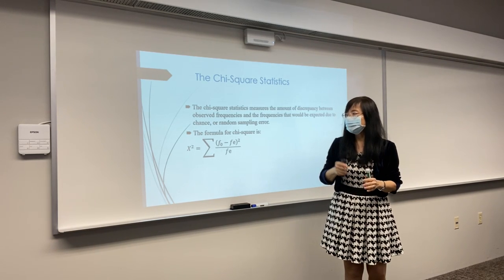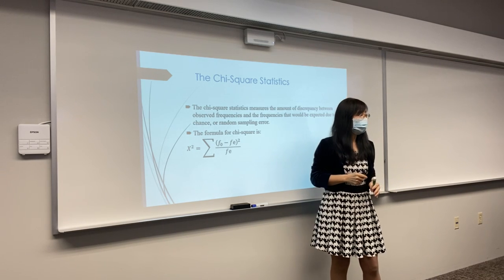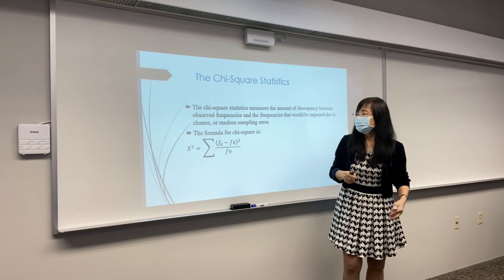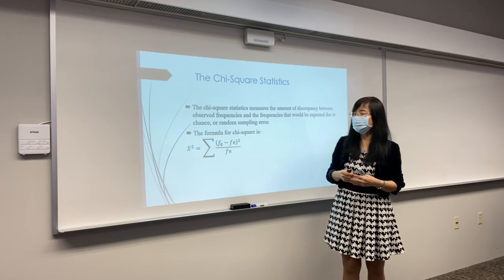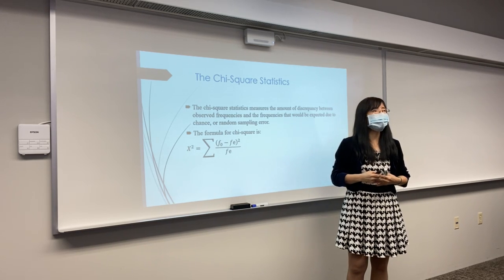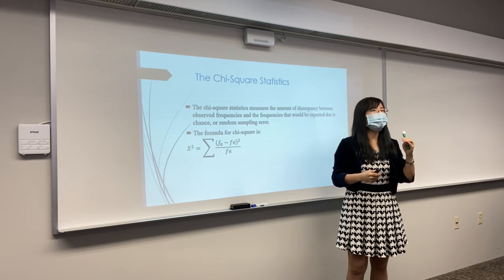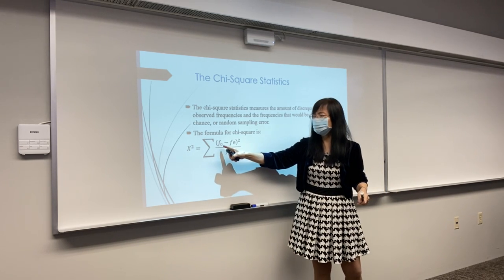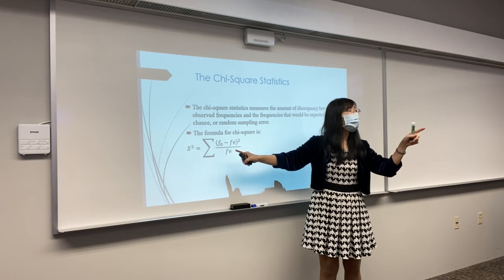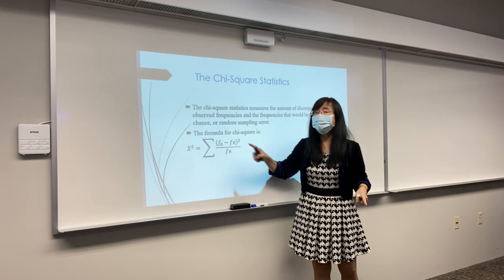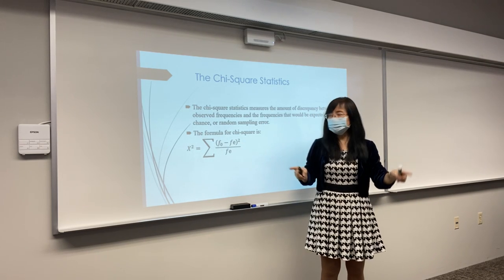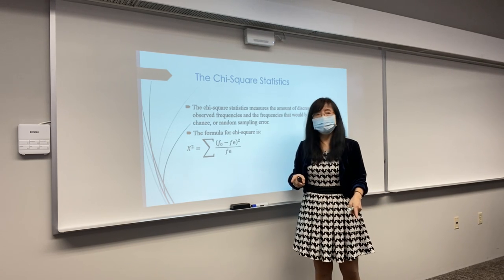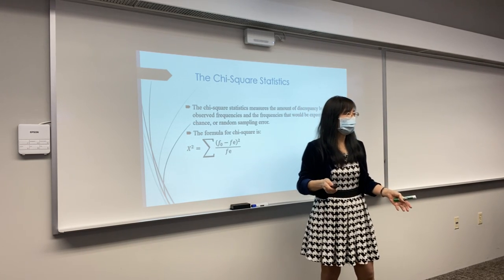So now, this is the formula. Before I tell you, just guess what F-O stands for, and what F-E stands for. What does F stand for? F is frequency. And what's O? Observed. And what's E? Expected. Wow, my gosh, you guys are already at 100.